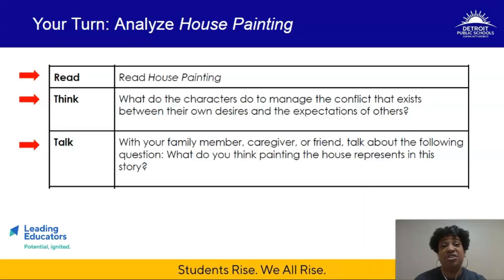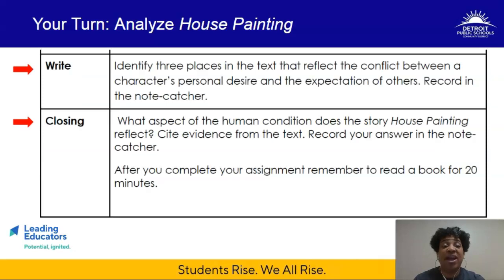Now it's your turn to do all of the above activities. You're going to read, think, talk, write. So you're going to read through the story again. You're going to think about what the characters do to manage the conflict that exists between their own desires and the expectations of others. And with your family member, caregiver, or friend, you're going to talk about what you think house painting represents, and then you're going to write 3 examples from the text that support your point of view. And then you're going to wrap up by addressing the essential question's connection to the plot of House Painting.